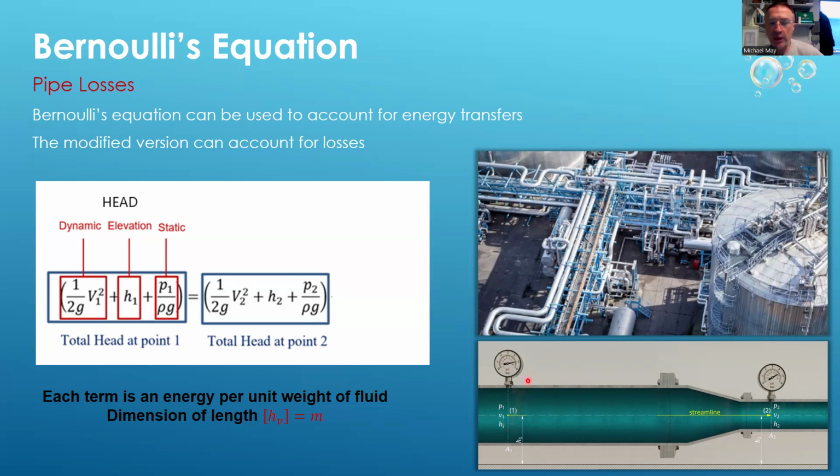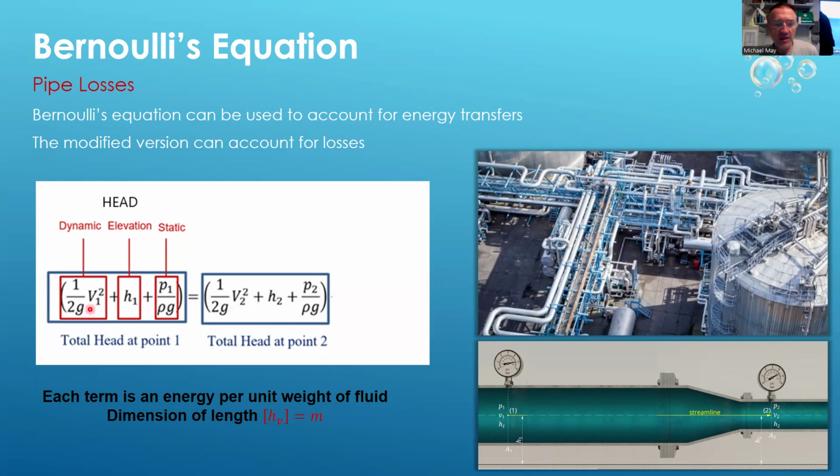Applying Bernoulli's equation, we say at this point where this pressure gauge is, the energy at this point due to the pressure that's pushing the fluid through the pipe, due to the velocity, how fast it's going, and due to any elevation difference, is equal to the energy at this point due to the pressure, the velocity, and the height difference.